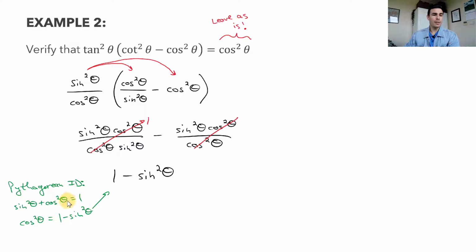And we know we have the Pythagorean identity that says sine squared plus cosine squared is equal to 1. So if I were to solve that for cosine squared, I would get 1 minus sine squared, which is exactly what we have here. So I would say cosine squared is equal to what we have here, awesome, cosine squared. Those two are equal to each other. We have a true statement, so this identity is verified.